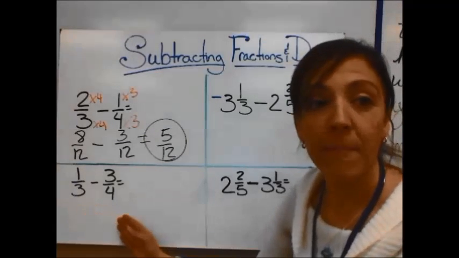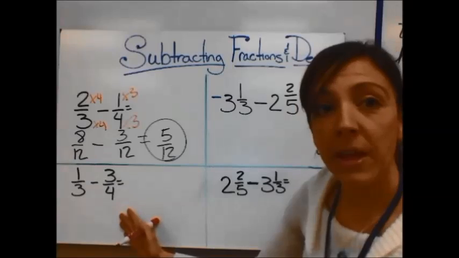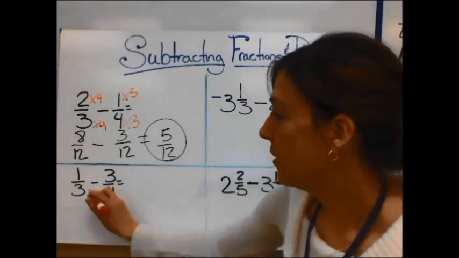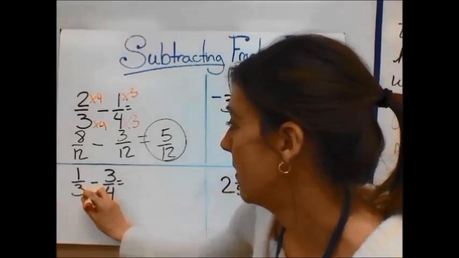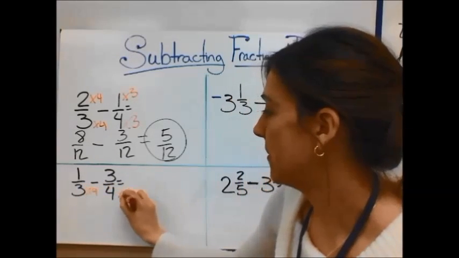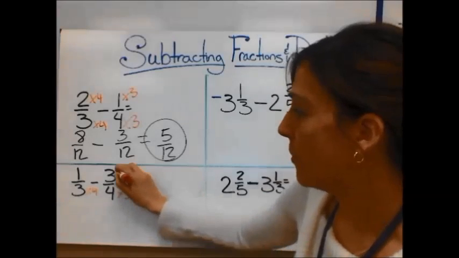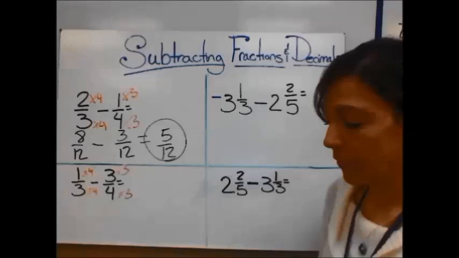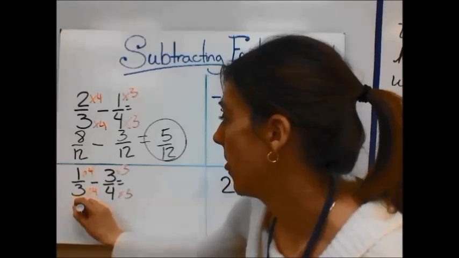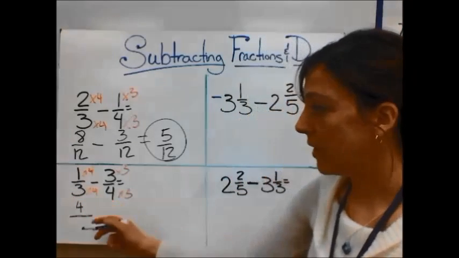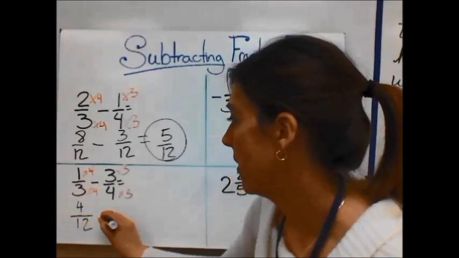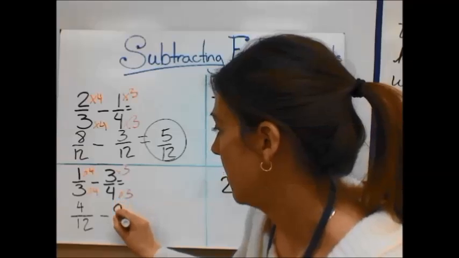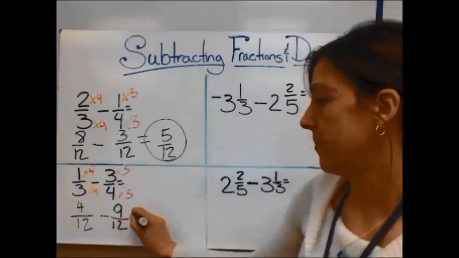Take a look at 1/3 minus 3/4. Again, I want to get a common denominator between the two. I have a 3 and a 4 again. So I'm going to multiply by 4 and by 3. And I'm going to multiply my numerator by the same thing I did my denominator by. 1 times 4 is 4. And 3 times 4 is 12. 3 times 3 is 9. And 4 times 3 is 12.